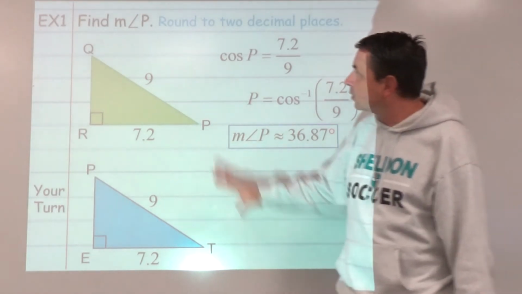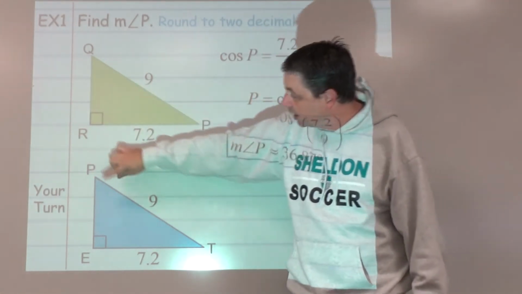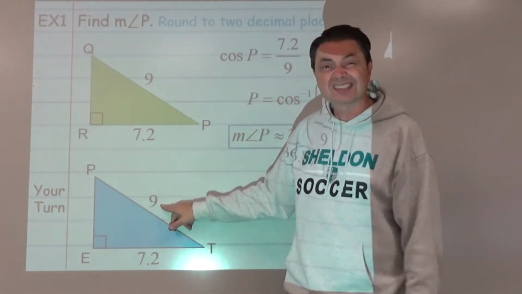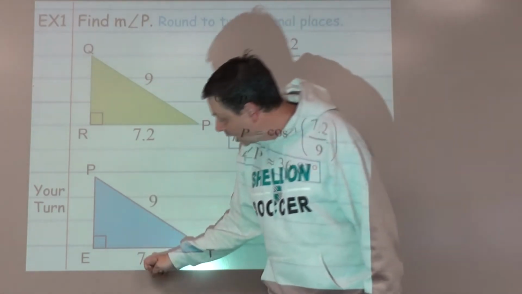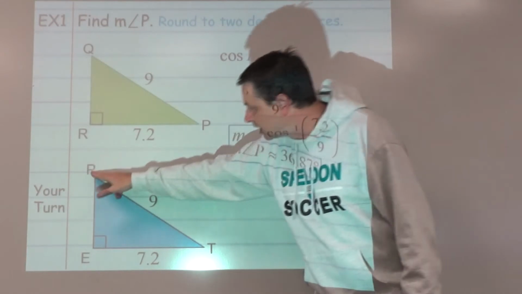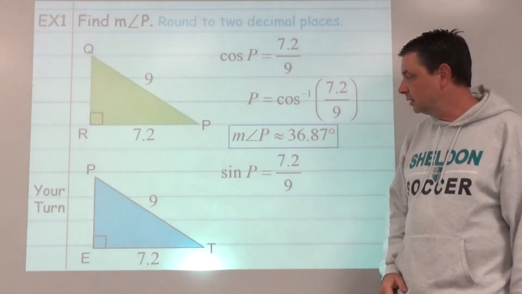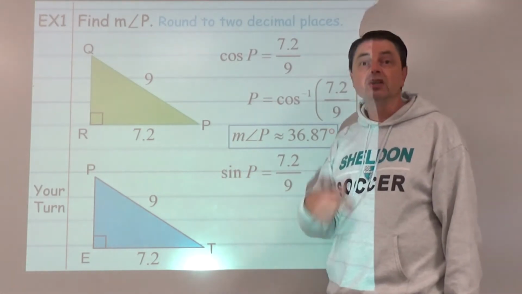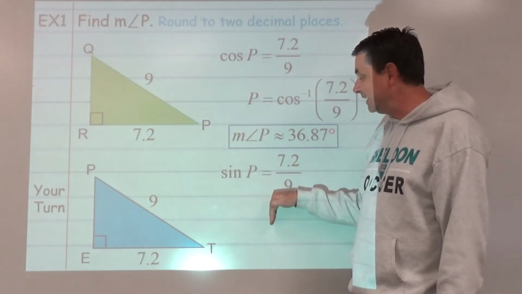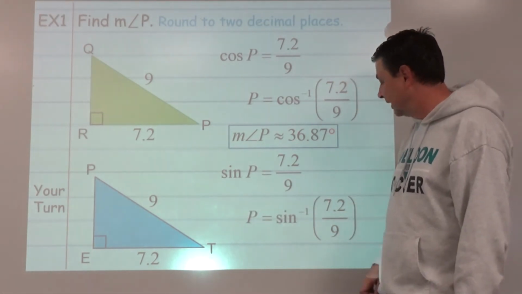All right, so our setup, again, we're trying to find the measure of angle P, which is here. We've got this time, the 7.2 is opposite, so we've got an O, and the 9, once again, is hypotenuse. So we've got opposite and hypotenuse, O and H, and that's going to be sine. Sine of P is equal to 7.2 divided by 9. To undo the sine, we want to do sine inverse to both sides. That will get rid of sine. We'll get P equals sine inverse of 7.2 over 9.